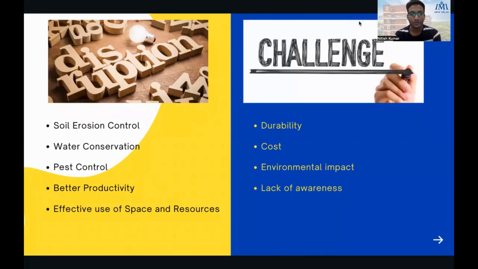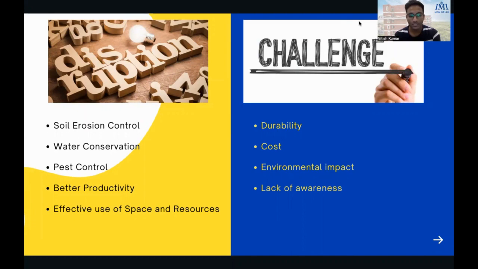Now let us look at some of the ways in which technical textiles are causing disruption in traditional farming methods. We know that these technical textiles are especially designed to improve the efficiency and effectiveness of agriculture by addressing various challenges faced by the industry, including cost, lack of awareness, durability, and environmental impact, to name a few. Now, the ways in which it is causing disruption are soil erosion control, water conservation, pest control, and better productivity. So let us look at them one by one. First is soil erosion control.